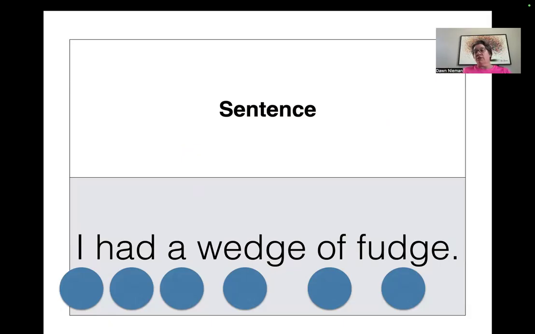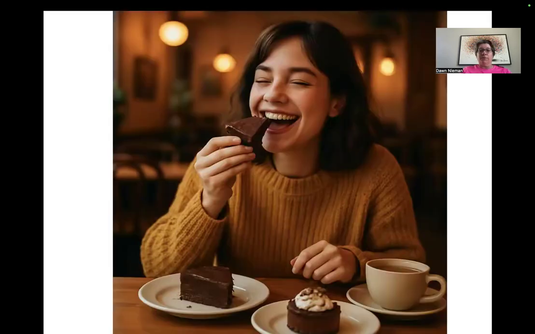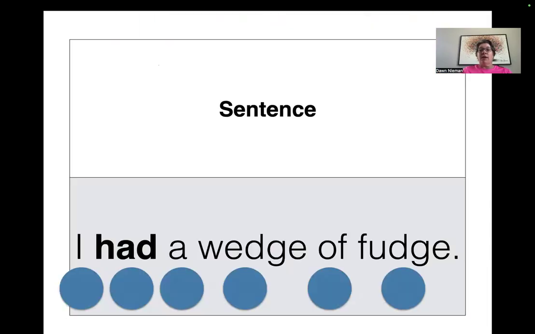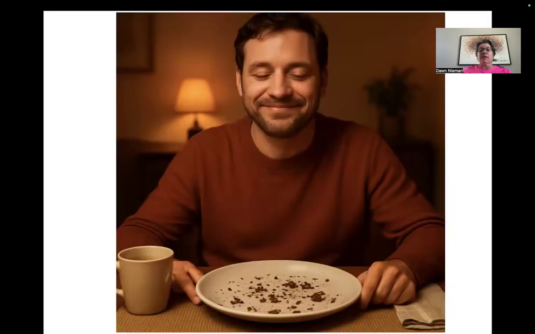Okay. If you had a wedge of fudge, tell me what your picture in your mind would look like. Okay. It might look something like that. And yeah, it's a wedge. So what's the shape of a wedge? Okay. Now read it again, only this time put the emphasis on the word had. And if you had it, what does that mean? Is it right now or was it in the past? Yeah, great. You had it and you don't have it any longer.